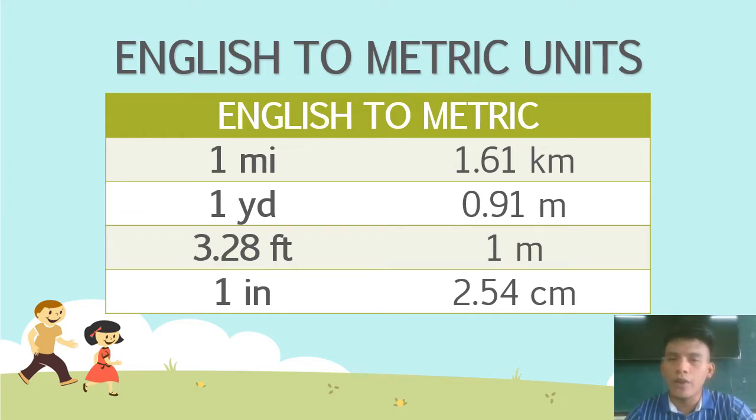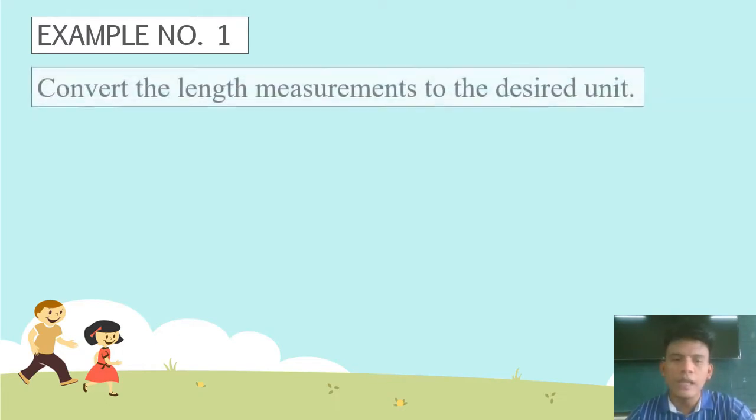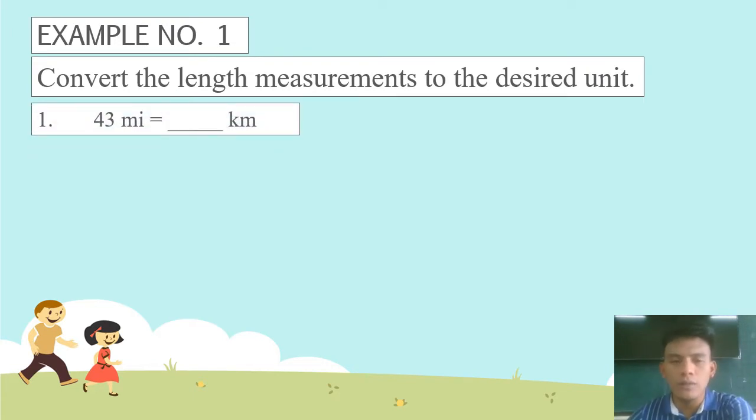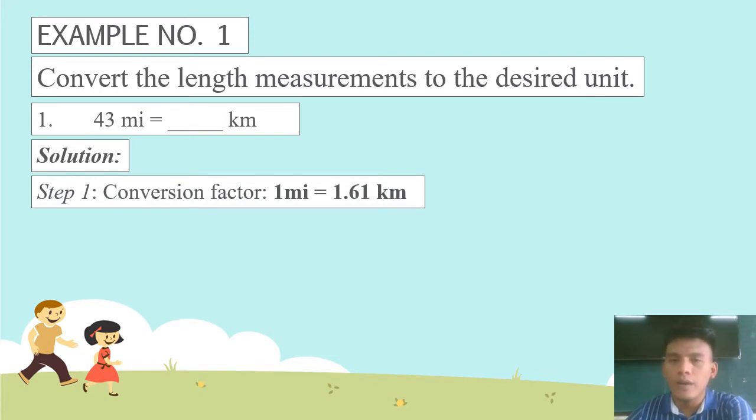I will give you an example for English to metric units of conversion. Example number 1. Convert the length measurements to the desired unit. 43 miles is equal to how many kilometers? Miles is in English units. Kilometer is in metric units. So English to metric. We will use the conversion for English to metric units. Solution. Conversion factor. Remember, 1 mile is equal to 1.61 kilometers. So we can get the result in kilometers.